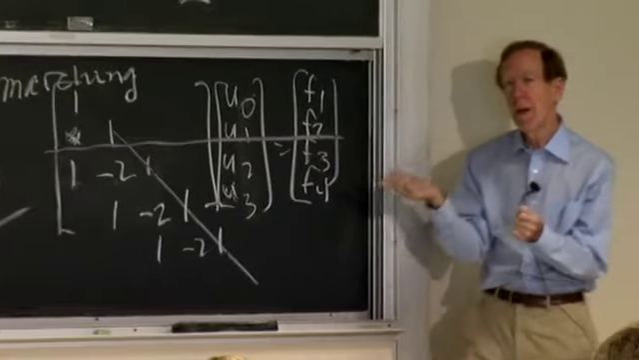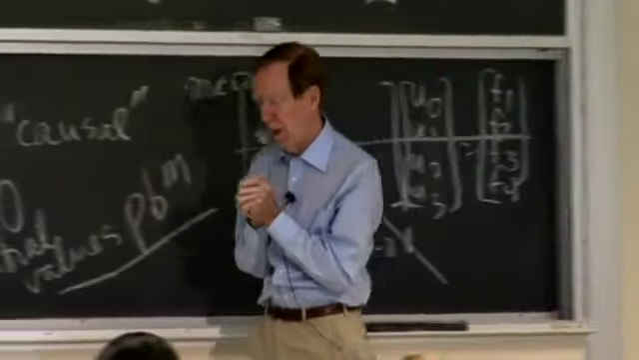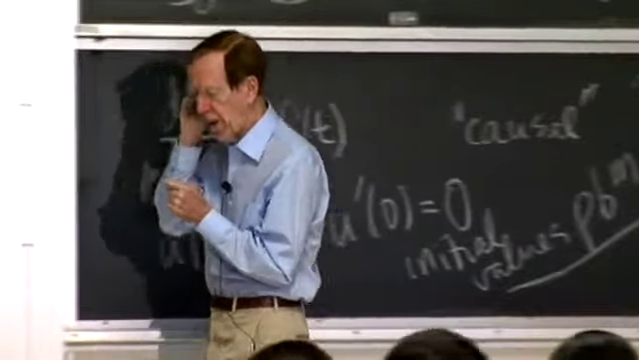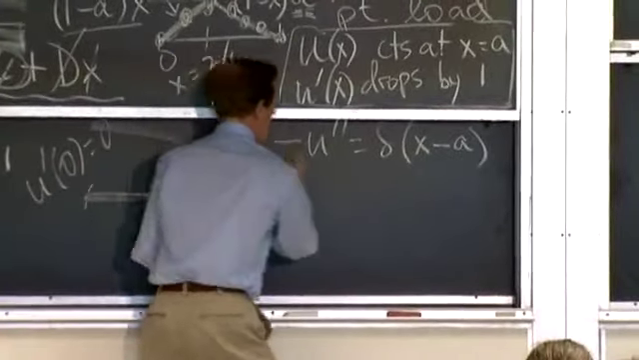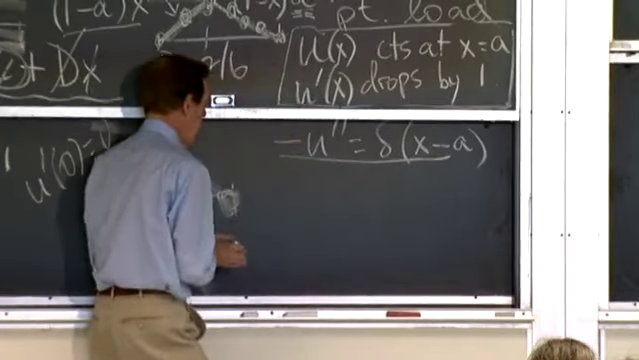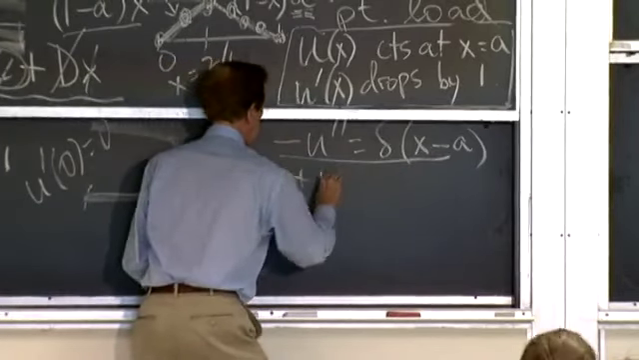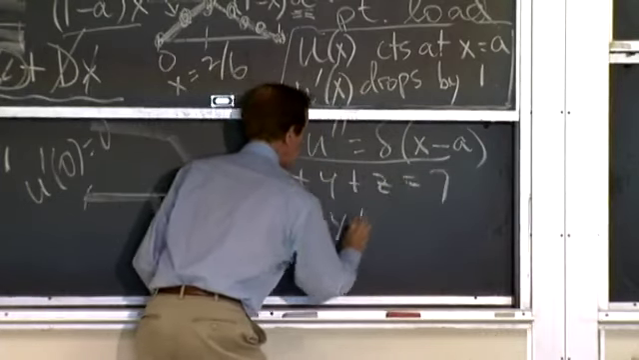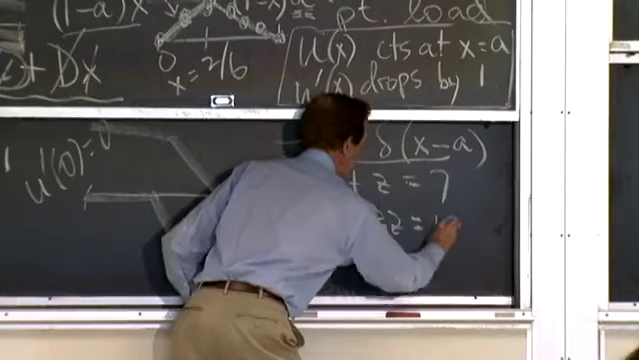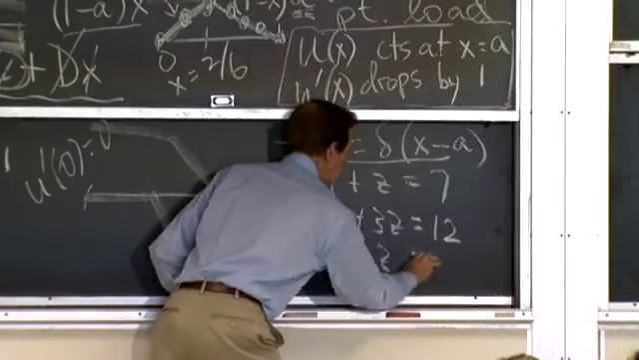And if it's upper triangular, which way do you march? Suppose I gave you the problem, let me make it upper triangular. So x plus y plus z equals 7, 2y plus 3z equals 12, and z equals 17.